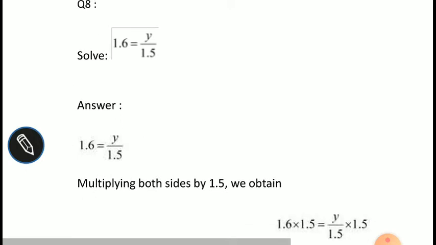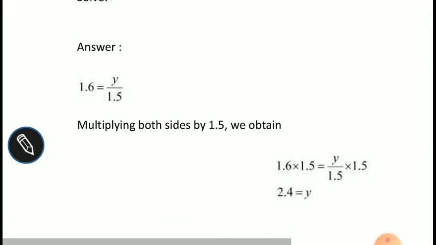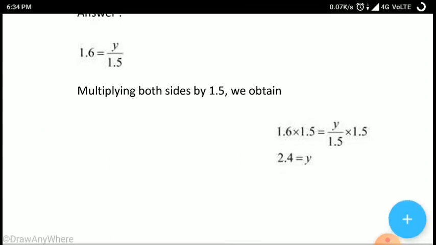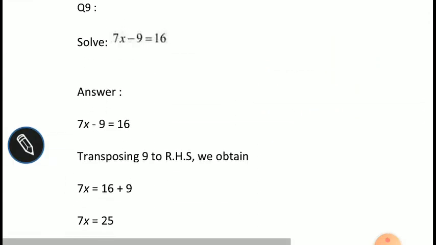Now see question number 8. 1.6 is equal to y upon 1.5. Okay, so very simple. See, here the solution is given. Multiply both sides by 1.5. We obtain what? So see, when you multiply 1.5 on both sides, here we can cancel these numbers. So what remains here? y. And when you multiply 1.6 by 1.5, you will get 2.4. Okay, understood? See question number 9.